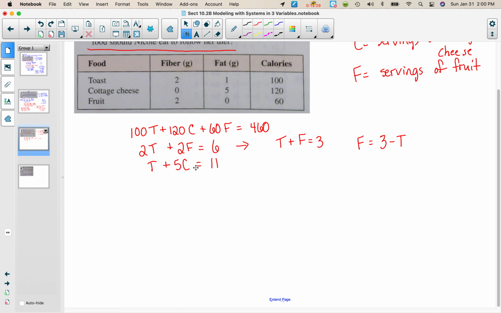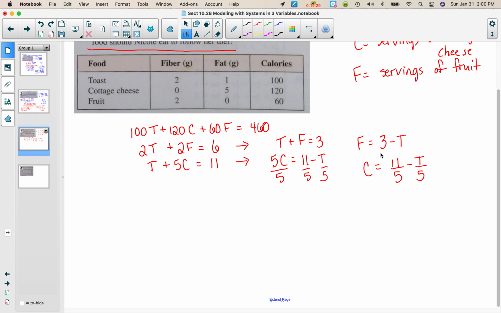Then I'm going to take the last equation and solve for C. So first of all, I have 5C equals 11 minus T, and I have to divide by 5, and yeah, I'm going to have fractions. So we get C equals 11/5 minus T over 5.